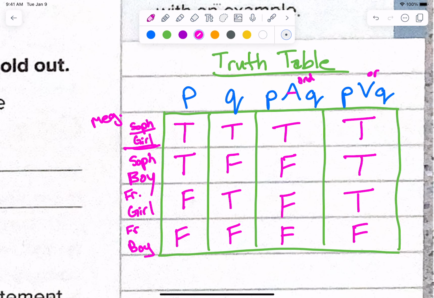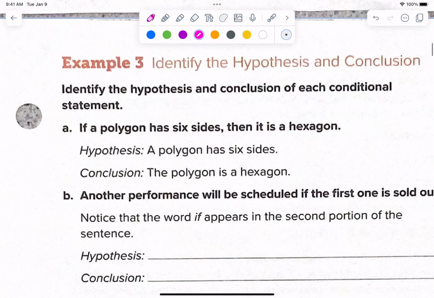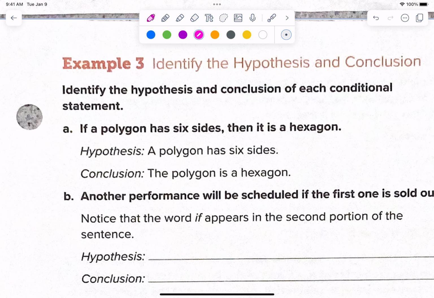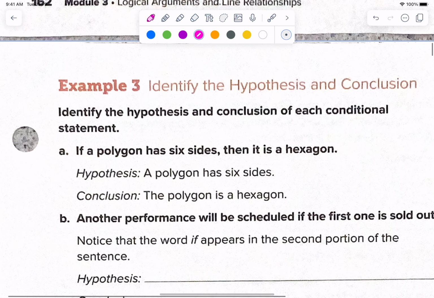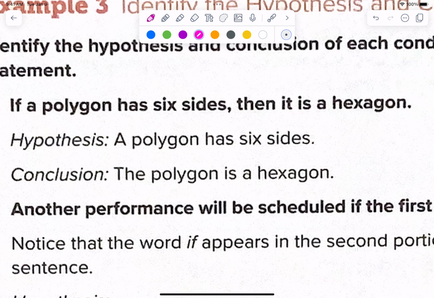All right, so that's how that works. Okay. All right, let's go to example 3. Here we go. Hypothesis, conclusion. Hypothesis was the if part, conclusion was the then part, okay? And sometimes they word the then part first, okay? So identify the hypothesis, conclusion on your homework assignment. If you just want to underline, I am totally fine with that.